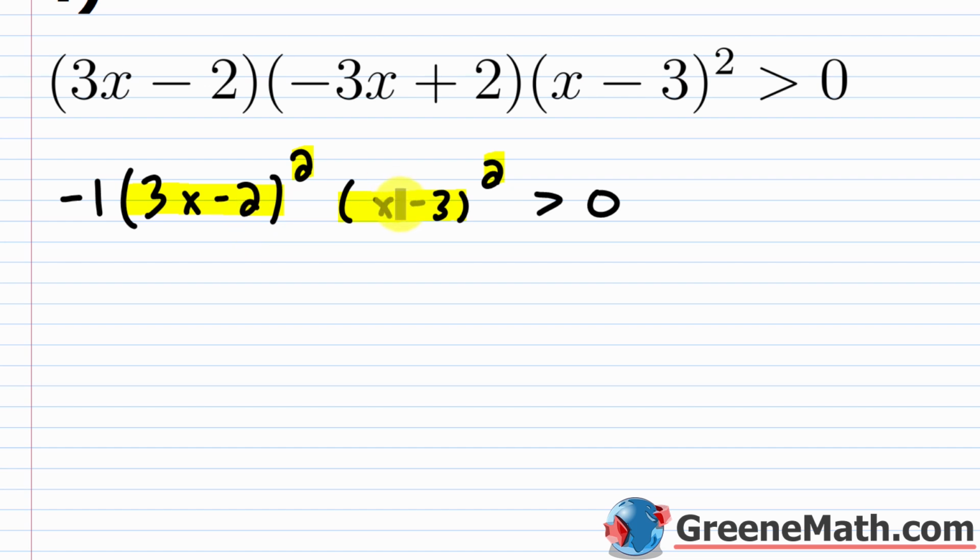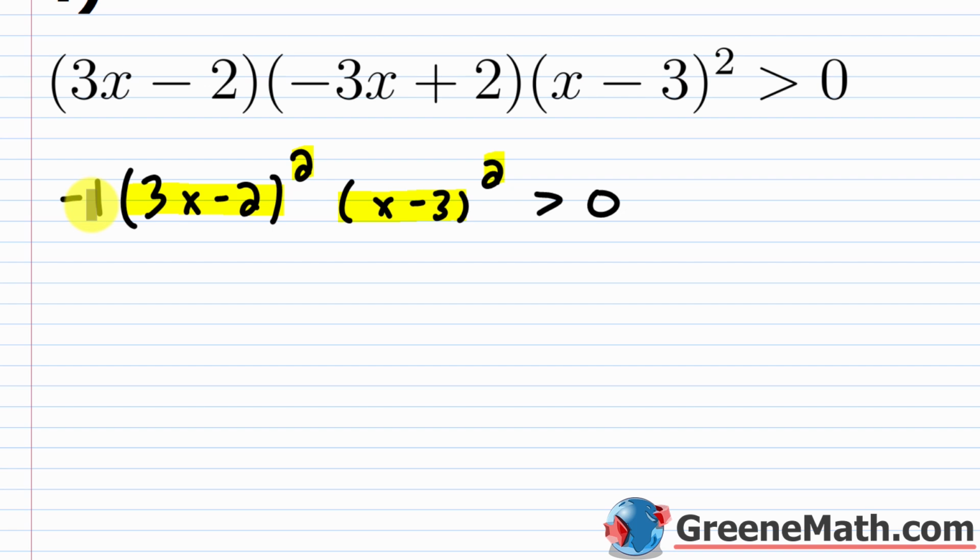This would be 0 if x is 3 or positive anywhere else. So a positive times a positive will give me a positive, and 0 times a positive will give me 0. So the product here of these two will either be 0 or some positive number. So I'm then multiplying that by -1.